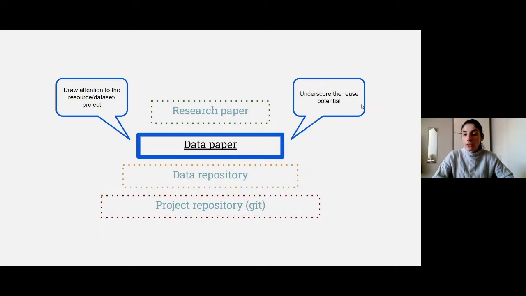So here we go to the data paper. It's meant basically to draw attention to the dataset itself because of course, it can be deposited in an open access repository, but it needs to be mentioned somewhere and further described. Or in the case of a research paper, sometimes you need also to point out the challenges of creating a specific type of dataset. So that's what the data paper is meant to do: bring to light the dataset and also the reuse potential of the dataset and maybe challenges that people can encounter in building that dataset.